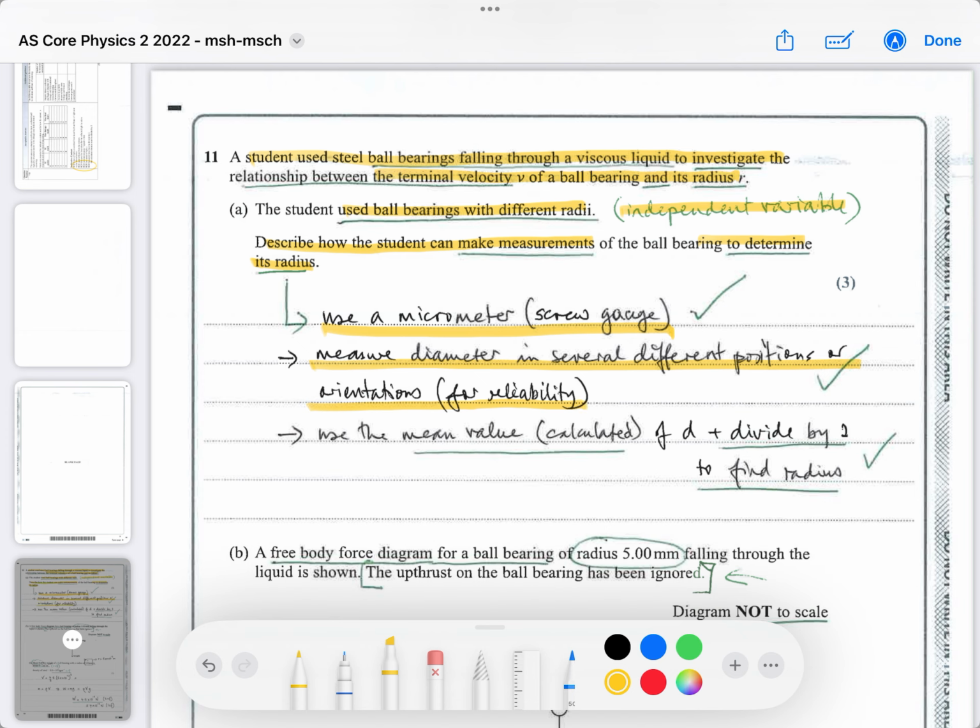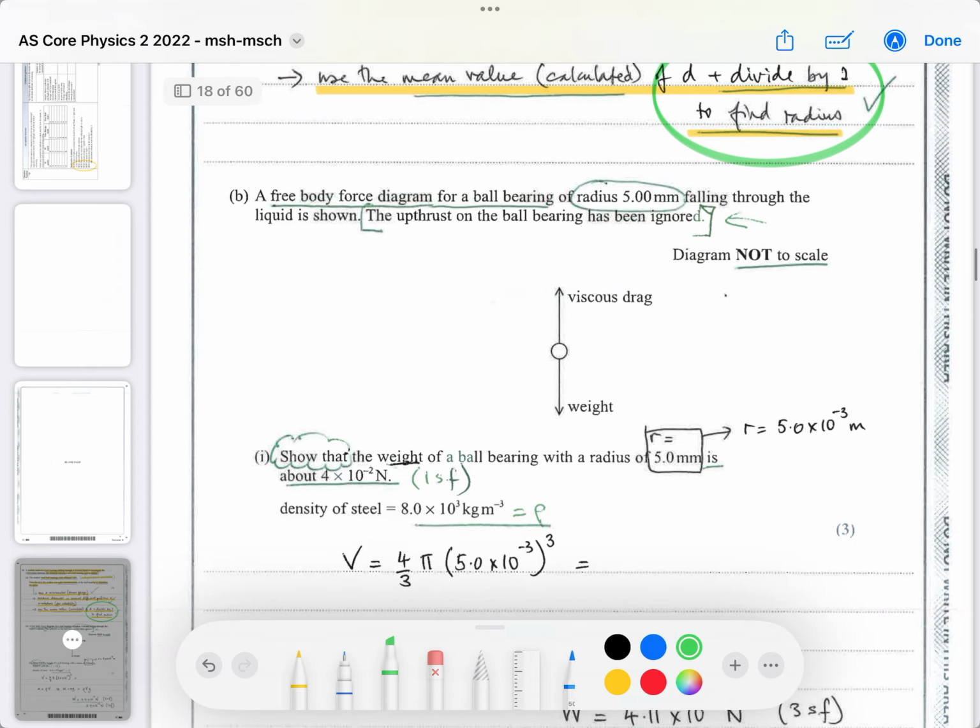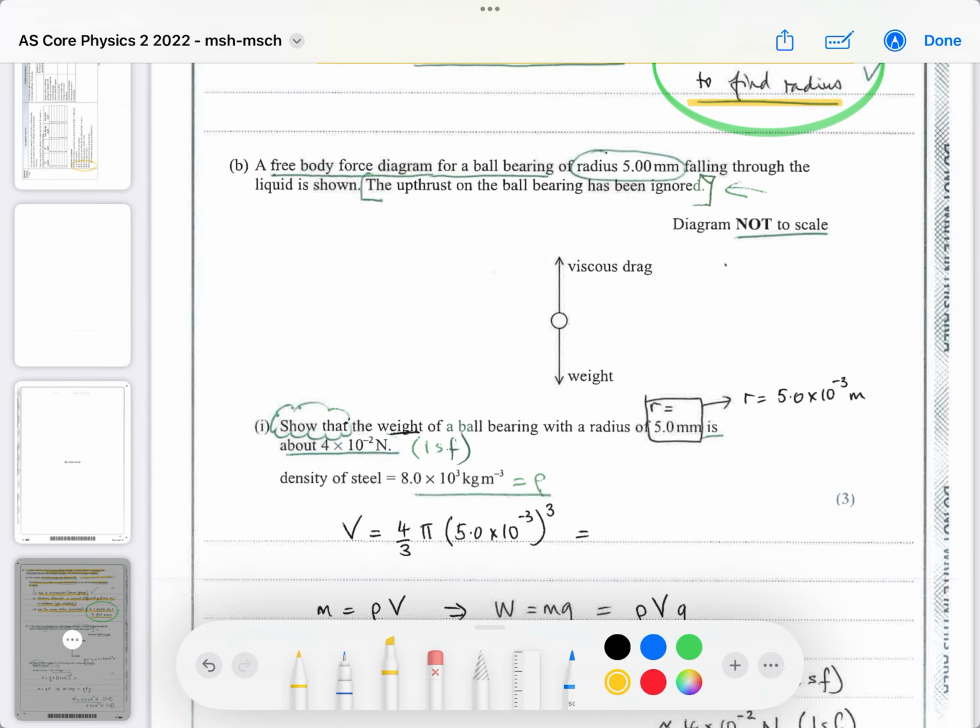Yes, you need to check it, and then use the calculated mean value and divide it by 2 to change the distance to the radius. Don't forget that level of detail will get you the 3rd mark. If you miss that, you probably get 2 marks. They've then drawn a free body force diagram here, and they're ignoring the upthrust.